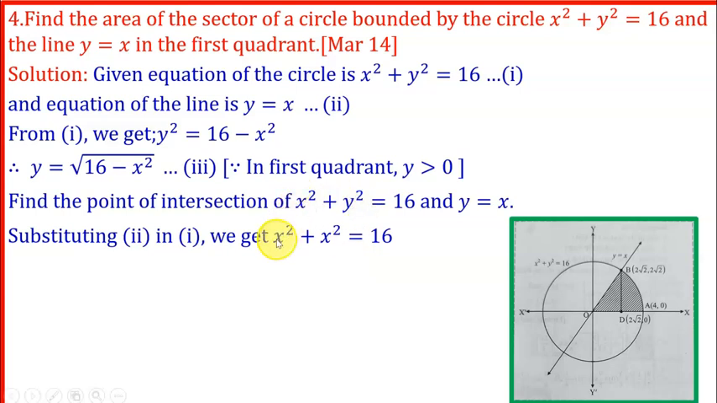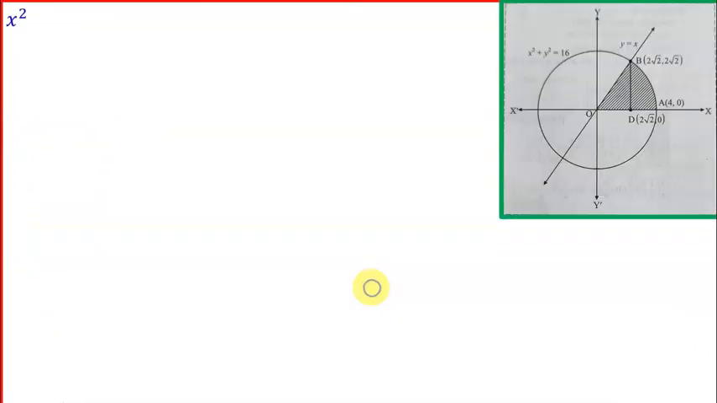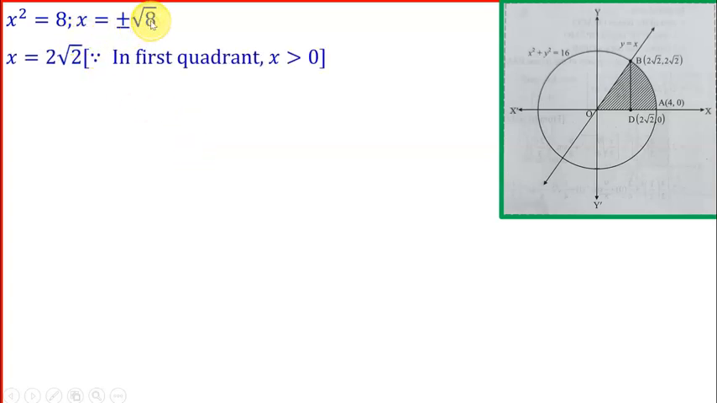Therefore, here x square, y is replaced by x, then you will get x square plus x square, 2x square equals 16. x square equals 8. Taking its square root, you will get x equals plus or minus root 8. Root 8 means 4 into 2, root of 4 is 2. Therefore, x equals 2 root 2.